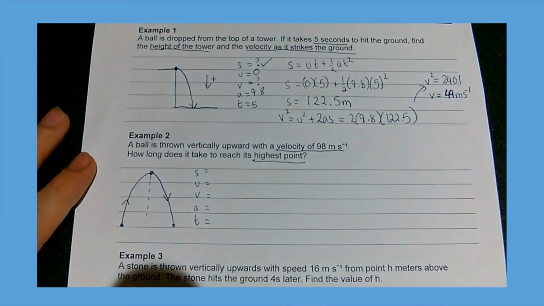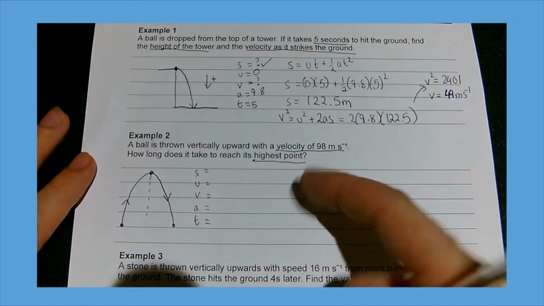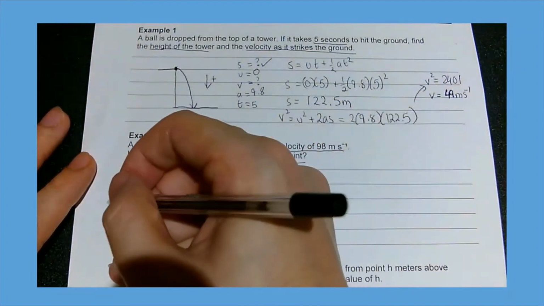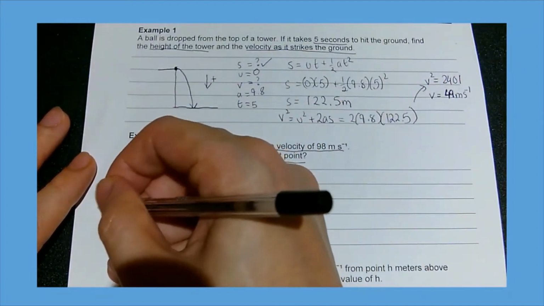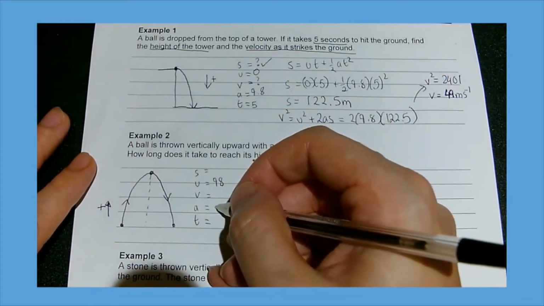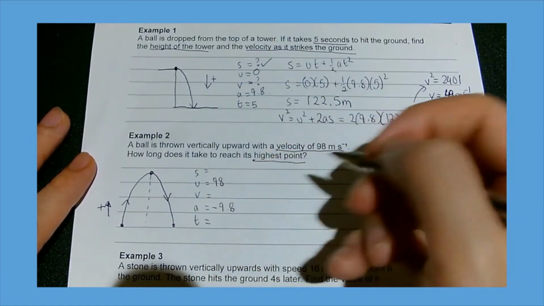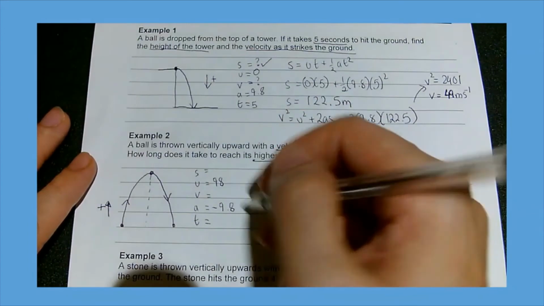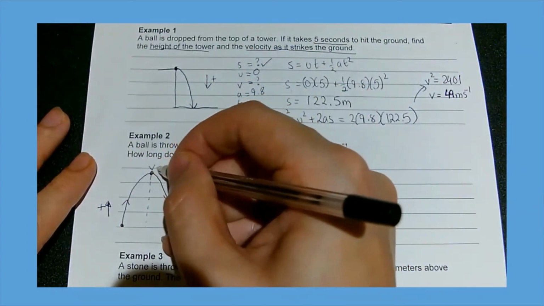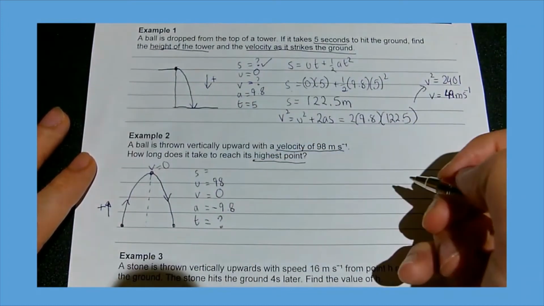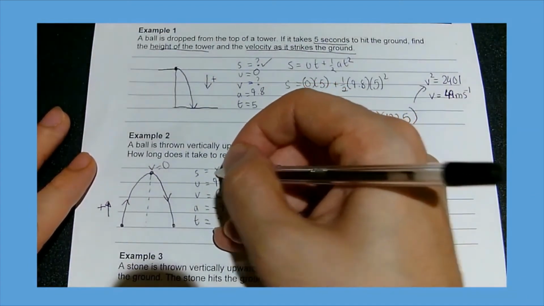Now we know that it was thrown vertically upwards with a velocity of 98 meters per second, so the initial velocity was 98. I'm going to take up to be positive. Now if I'm taking up to be positive, then acceleration due to gravity will be negative, minus 9.8, because acceleration due to gravity always acts downwards. At the highest point, we know that v is equal to 0. Okay, for a split second, the velocity is equal to 0. And we want time. Okay, we don't really need s.